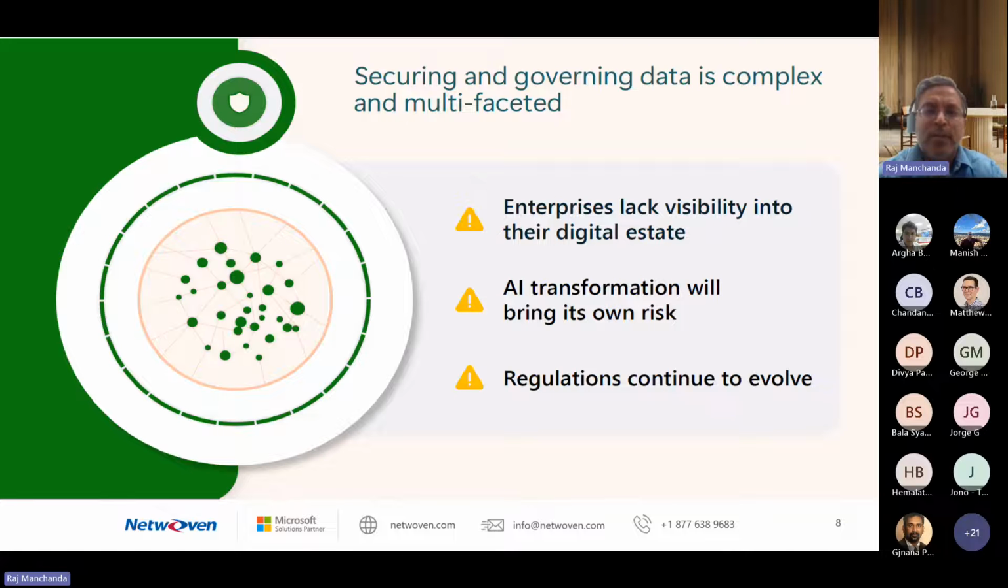So as data keeps on growing, managing it, securing it, and governing data is becoming more and more complex, and it really requires us to take a multi-pronged approach. As I mentioned, AI adoption has its own challenges. And then on top of that, there are regulatory and compliance requirements, which are making data governance more and more complex.